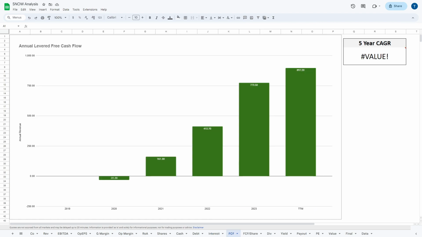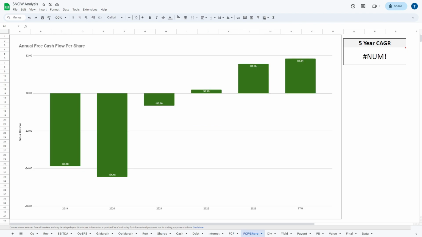The company's levered free cash flow went positive in 2021 and has continued to expand really, really nicely, and is currently sitting at just under $900 million in the trailing 12 months. Free cash flow per share has also improved nicely, and we will look for this number to continue to expand faster than the dilution that is currently taking place.